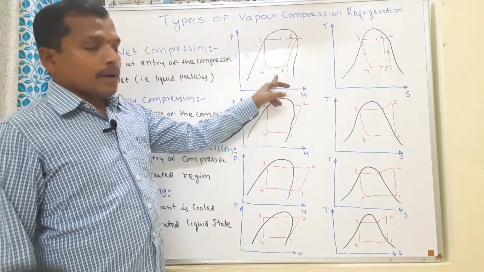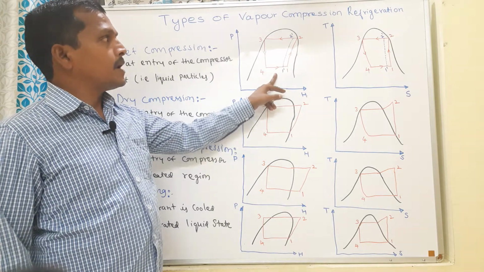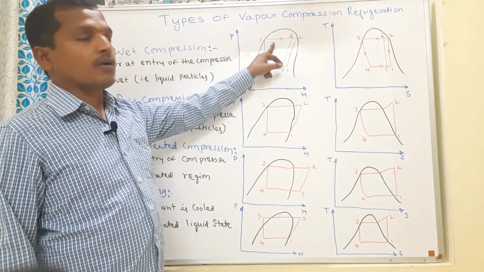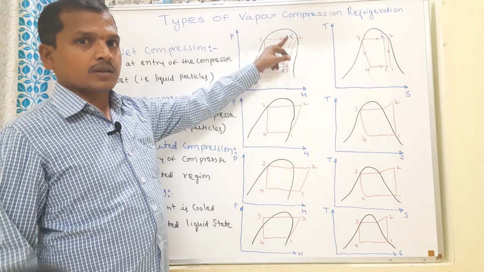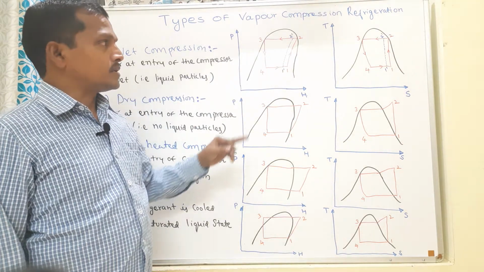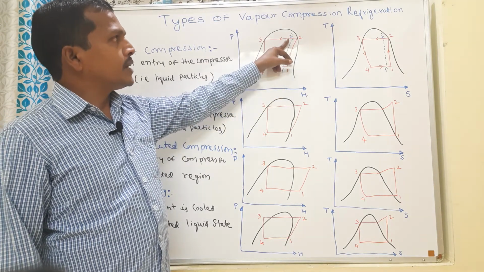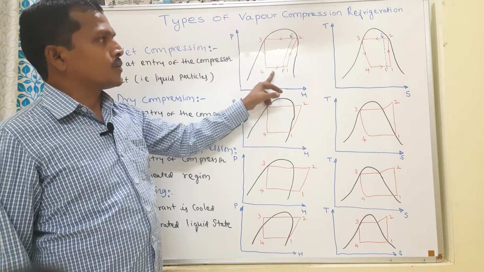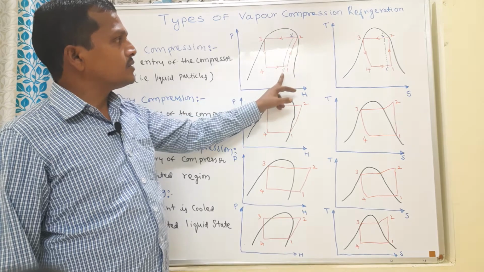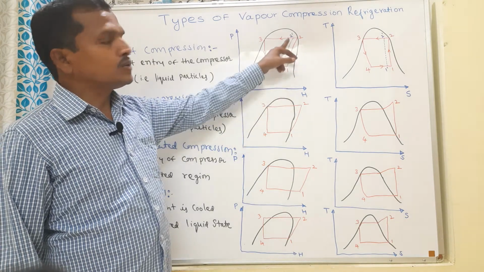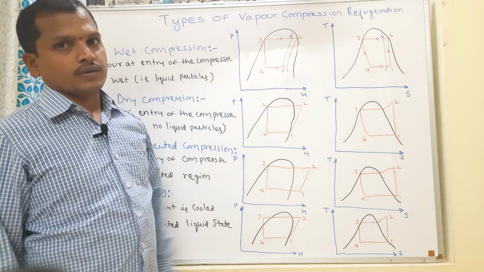Before entering into the compressor, the condition of the refrigerant is wet, and at the end of the compression also wet. So that is from 1 dash to 2 dash. There may be chances of that in the compression. So 1 dash to 2 dash, 2 dash to 3, 3 to 4, 4 to 1. If the end of the compression is wet, then it is 1 dash to 2 dash, 2 dash to 3, 3 to 4, 4 to 1.